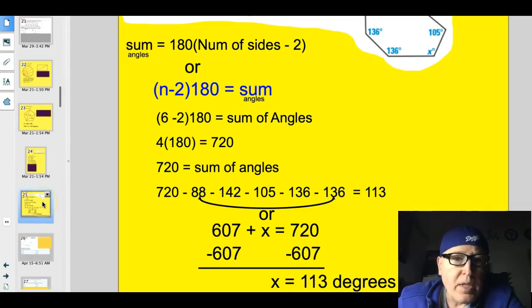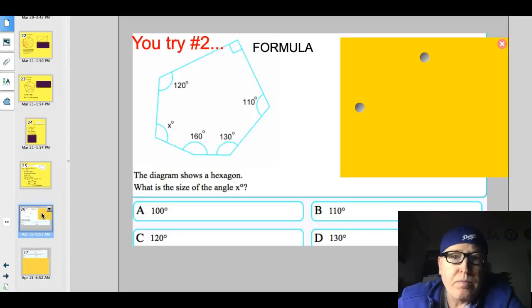All right, so have you try number 2. All right, the diagram shows a hexagon. What is the size of angle x, or what is the measure of angle x? Go ahead and take a minute. All right, let's see how you did.